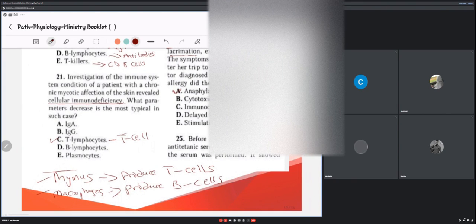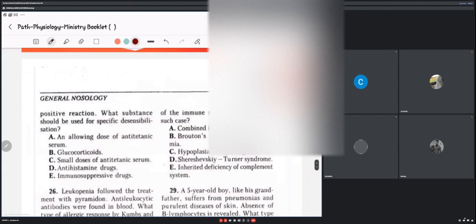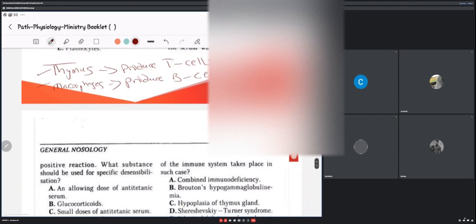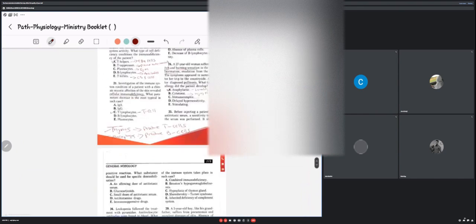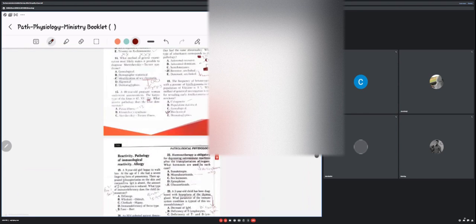Also, before injecting the patient with anti-tetanic serum, a sensitivity test for the serum was performed. It showed a positive reaction. What substance should be used for specific desensitization? Okay, that's when I put that picture of that serum. That's also called serum sickness.